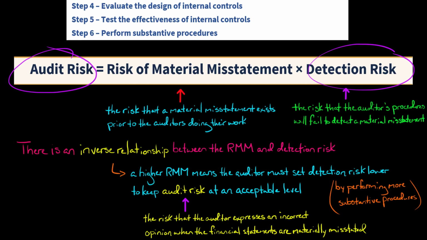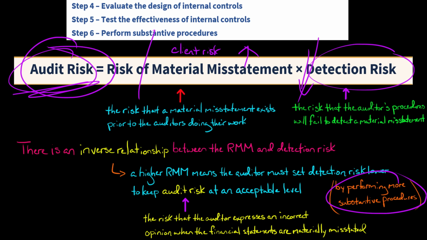And the reason is that the higher the risk of material misstatement is, so if we say the risk of material misstatement is really high, then the auditor is going to need to decrease detection risk by performing additional substantive procedures. So the higher the risk of material misstatement is, the auditor better lower detection risk by doing a lot more testing. So higher client risk, aka risk of material misstatement, then we need to get a lower detection risk in order to keep audit risk at an acceptable level. This goes up, this needs to go down to keep this at an acceptable level.